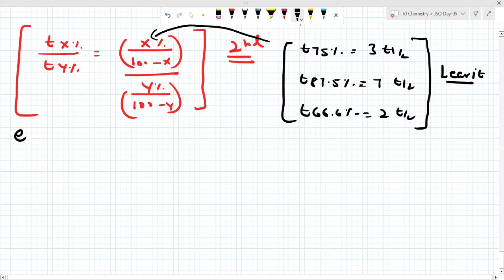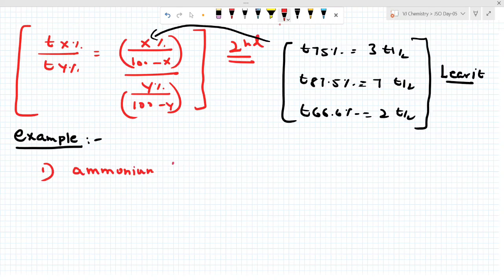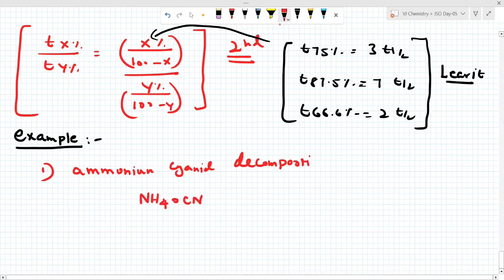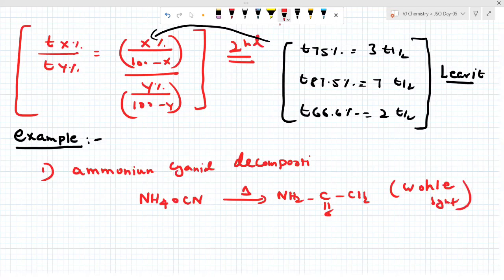Examples of second order reaction. Okay, first example: decomposition of ammonium cyanide. What is the formula? Ammonium cyanide NH4OCN undergoes decomposition, and it forms urea, NH2CONH2. The process is Wöhler synthesis. Okay, listen, ammonium cyanide is converted to urea. This is the preparation of urea reaction. Other reactions, please note.